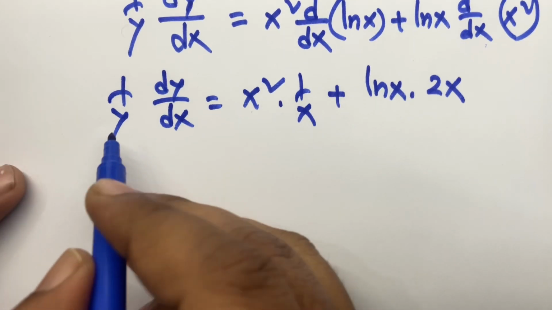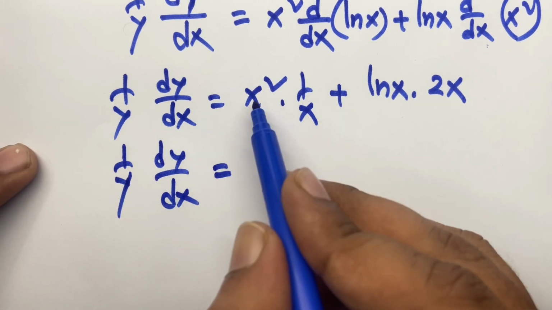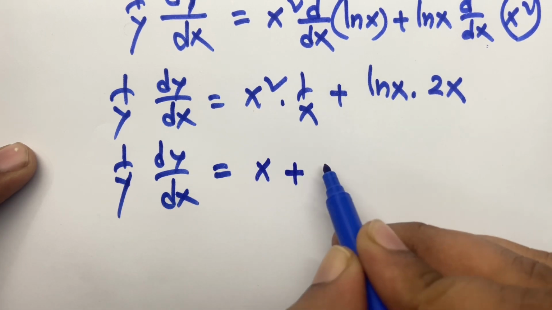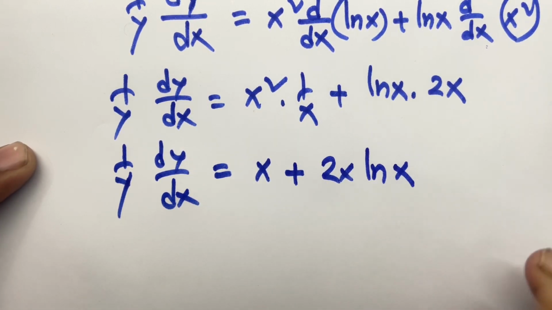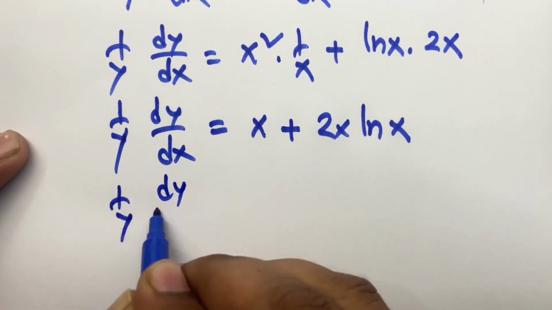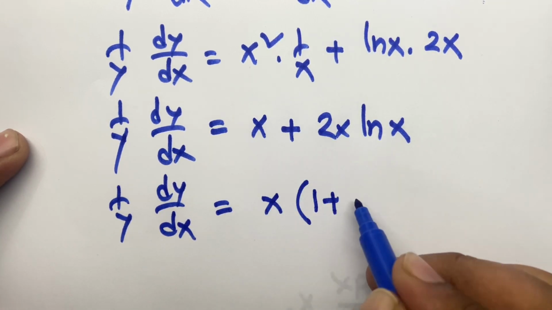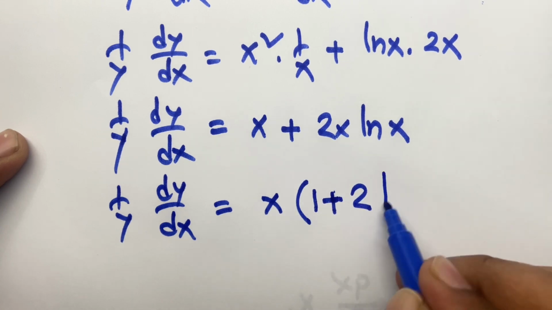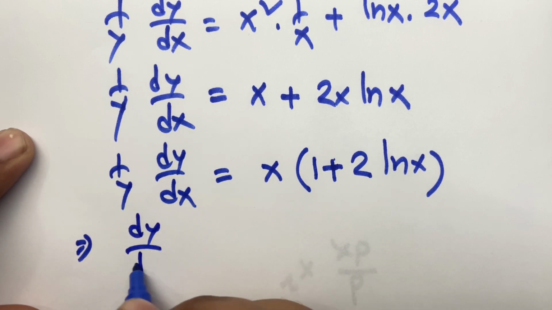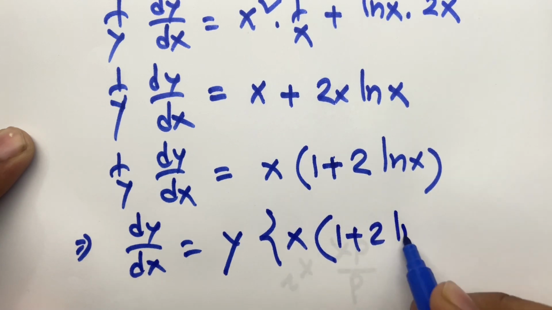Now here is 1 over y dy by dx. Here is x squared and x. If I cancel, this time I can say x plus twice x ln x. Now I can say 1 over y dy by dx equal to, here x is common, this time I can say x times 1 plus 2 ln x. Now I just change the place. This time I can say dy by dx equal to y times x times 1 plus 2 ln x.